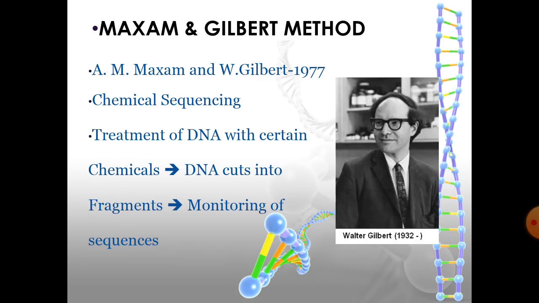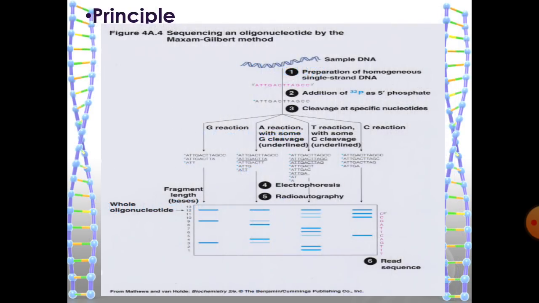Now if you see the principle, here the single stranded DNA is cleaved at specific locations with the help of chemicals at a specific base location, and the fragments of DNA are then run on polyacrylamide gel electrophoresis. Now if you see the steps here, DNA extraction is the very first step.